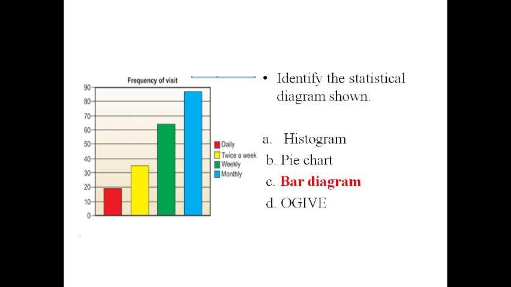What is this statistical diagram shown? This is a bar graph or bar chart. A bar diagram is a pictorial representation of grouped data in the form of vertical or horizontal rectangular bars. The length of the bar is equivalent to the measure of the data. This bar diagram also has four types: vertical, horizontal, grouped bar graph and stacked bar graph. Four types of bar diagram.